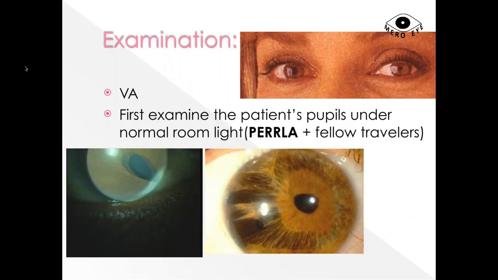Now coming to examination, as we said, visual acuity is important. Then we look at the pupils, how they look in bright light, how they look in dim light, along with fellow travelers. By fellow travelers, we mean the other associated signs that might be present with abnormal pupils, like presence of ptosis and restriction of extraocular motility, which are associated with these pathologies we have just discussed.